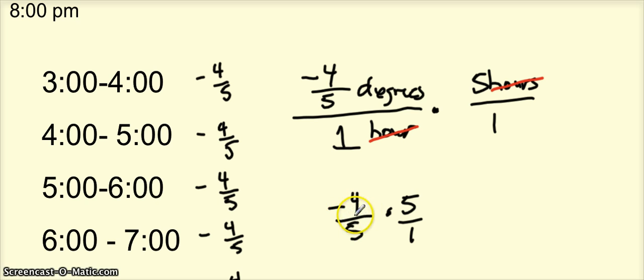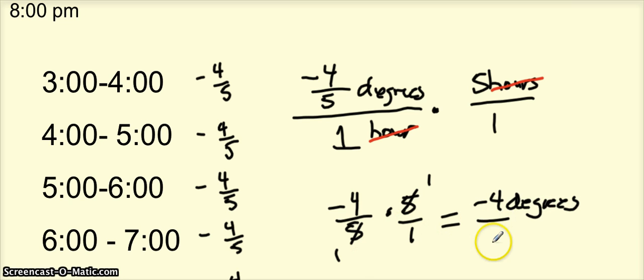All right, so now I see that I have a 5 in the top and a 5 in the bottom. Those are going to cancel each other out. And if I multiply across the top, I have -4 times 1, which is -4. And the unit is degrees, divided by 1 times 1, which is 1. So I can just say that my final answer is that the temperature decreases -4 degrees.